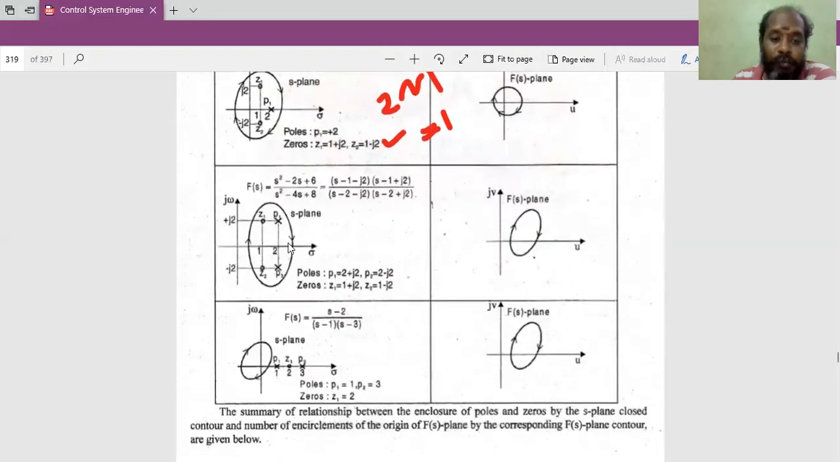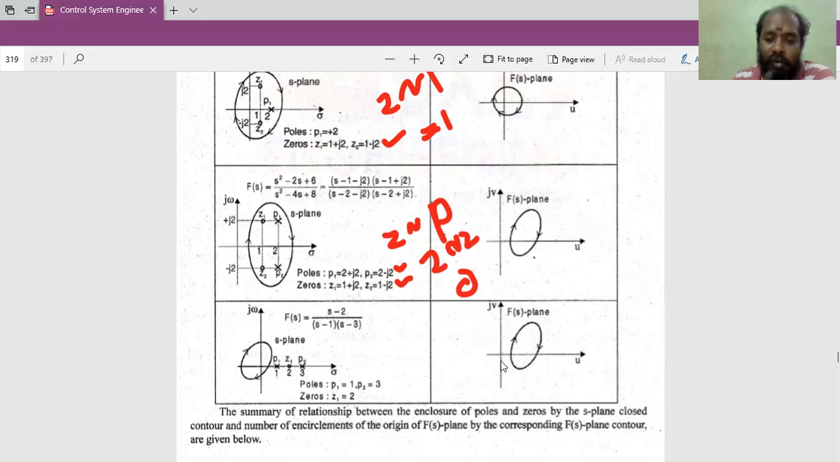Like you see, equal numbers of poles and zeros are there. So using this, the difference of P and Z, 2 difference 2, will give me 0. So you will not have an encirclement around the origin. Let us say you are not enclosing the poles and zeros here. Again, it results in the same as the previous result. That is, there is no encirclement around the origin.